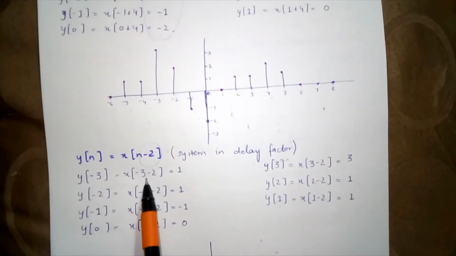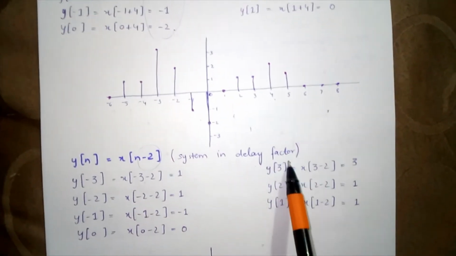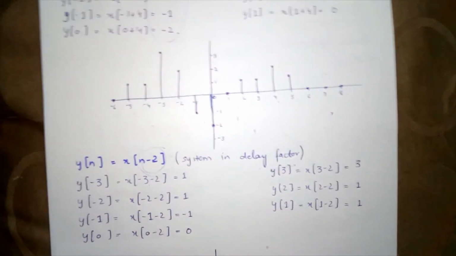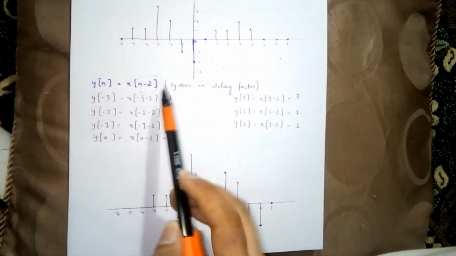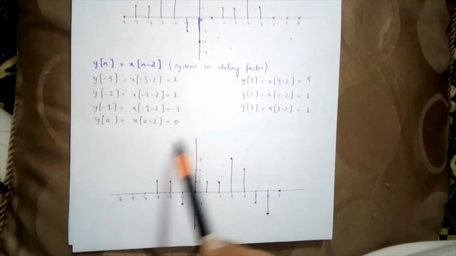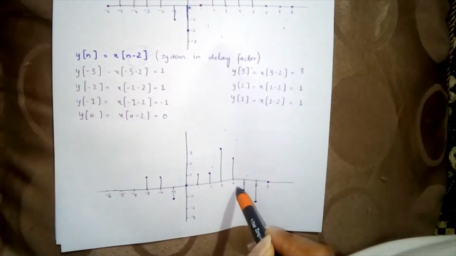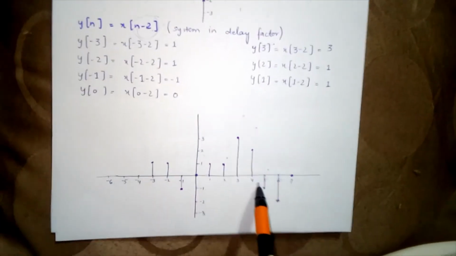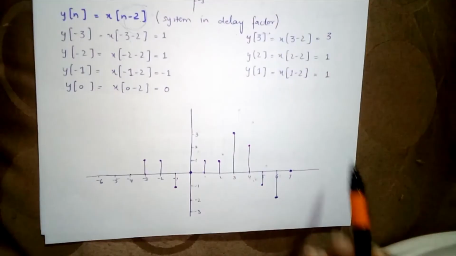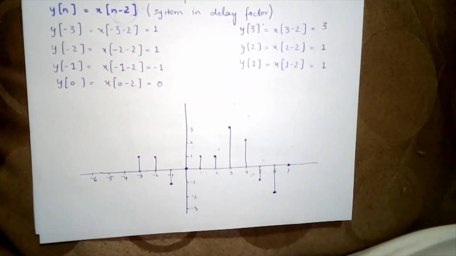And in this case the signal has the delay factor, because when we subtract 2 from the function, we have the delay factor in this resulting signal. In this resulting signal, the signal shifts towards the right side by a factor of 2.